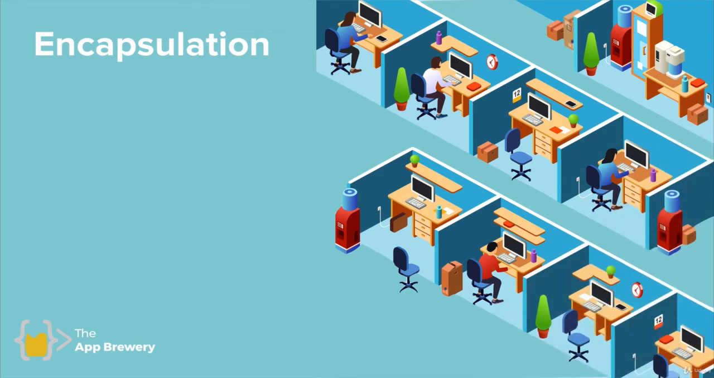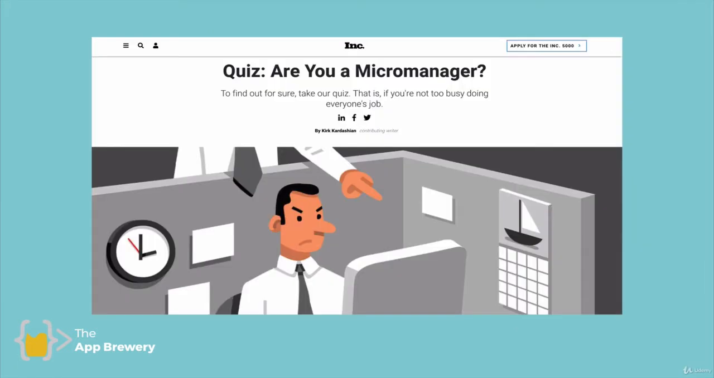And just as you might want to encapsulate your workers in different office cubes so that they work on their own thing, you might also want to encapsulate your classes and your objects. So recently I came across an interesting quiz on Inc. magazine, and it was about, are you a micromanager? And it's a quiz that checks to see whether you're basically trying to micromanage everybody else's time and you're actually trying to do everybody else's job.